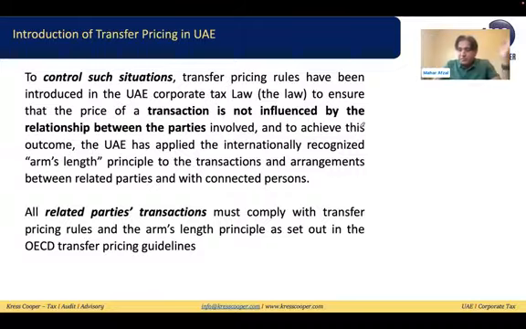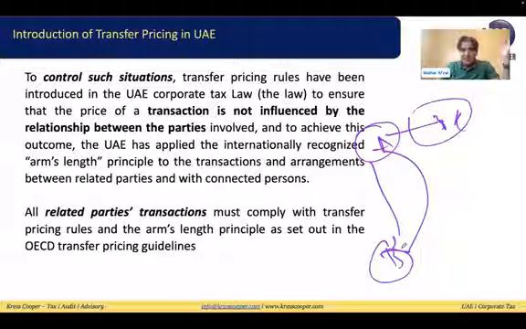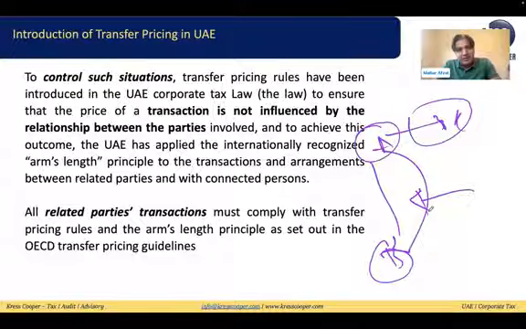If A is a company and A is selling to B, whatever price A is charging a third party, in principle A needs to charge the same price to B as well. Whatever price A charges B that is the same, this is the fair market price, this is the arm's length price.